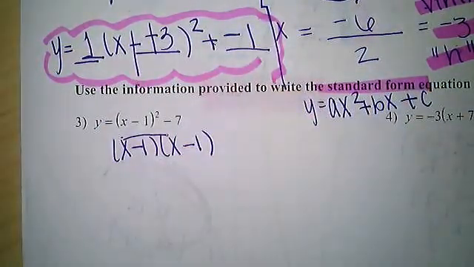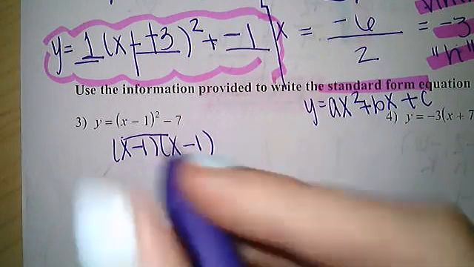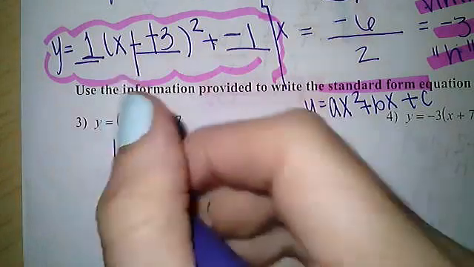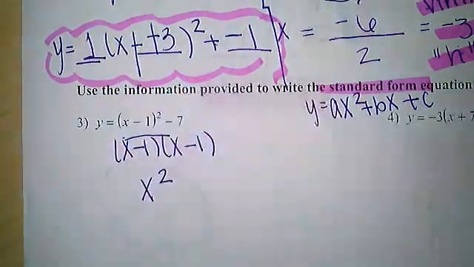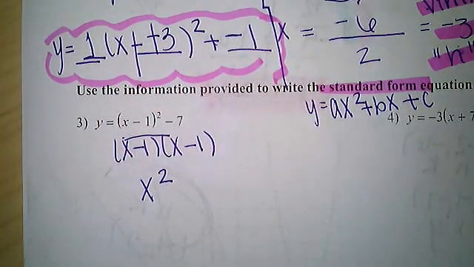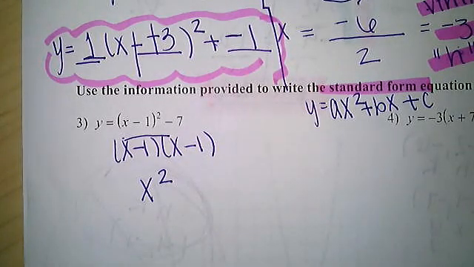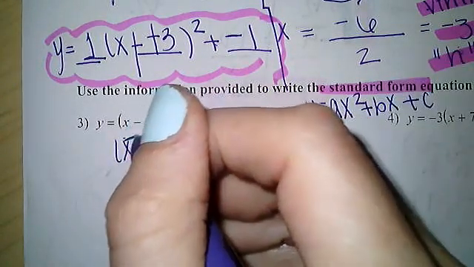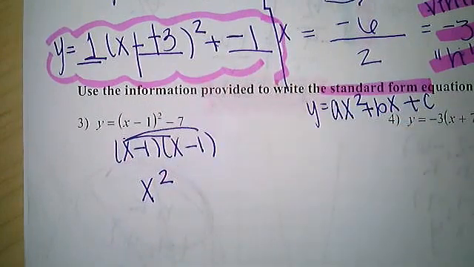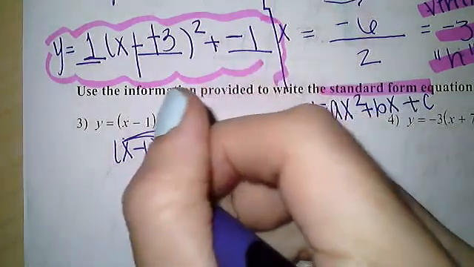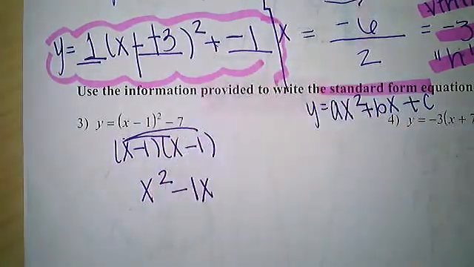Anyone know what x times x is? Not quite. X squared. There we go. I think, Mac, what you were doing was adding them, which was a really close guess, and I'm glad you guessed. That's how we learn. So that's very good. So x times x is x squared. And then what's the x times the negative 1? Negative 1x. Good.